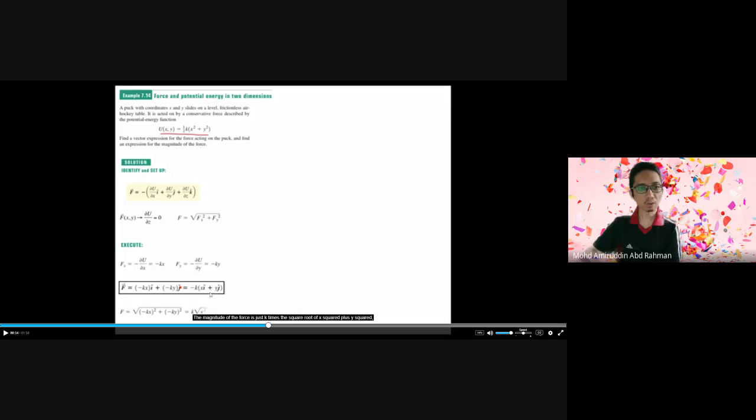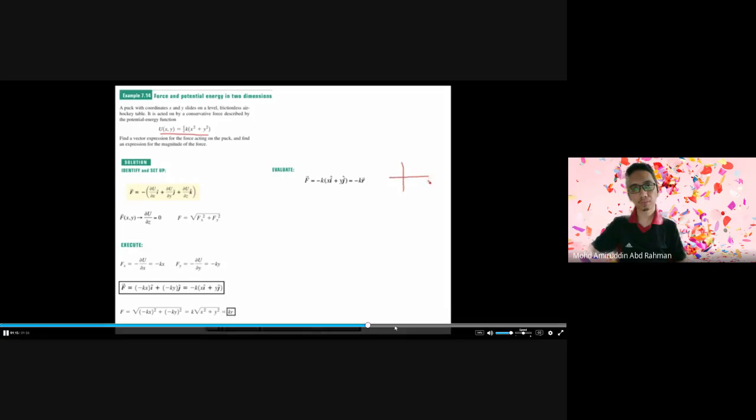Then how do you convert this to x, y? In terms of the magnitude, f will be equal to the square root of minus kx squared plus minus ky squared. Finally you obtain k times the square root of x squared plus y squared, which we define as r. You know that the square root of x squared plus y squared is like a Euclidean distance, so it is the distance from one point to another point, times k.